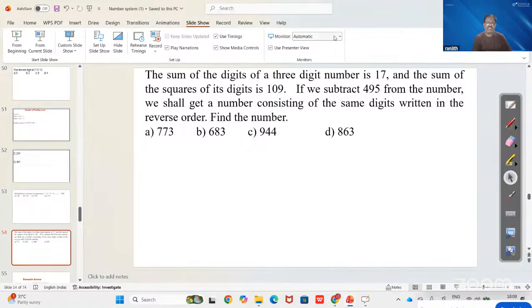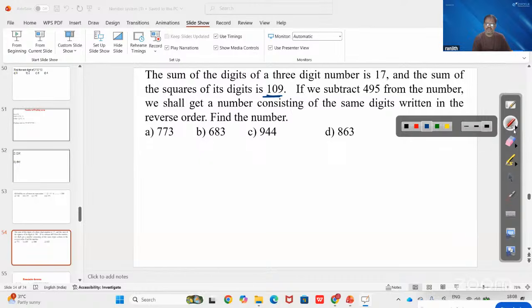The sum of digits of a 3-digit number is 17, and the sum of squares is equal to 109. We'll go with the options. The sum should be equal to 17. 7 plus 7, 14, 14 plus 3 equals 17. It is possible. 6 plus 8, 14, 14 plus 3, 17. It is also possible. So all the options are possible.